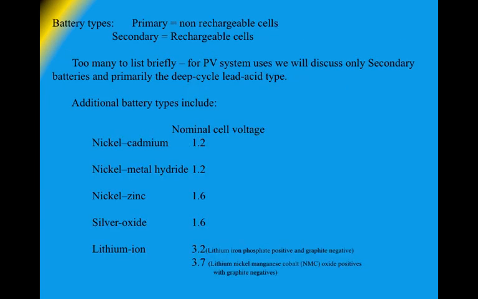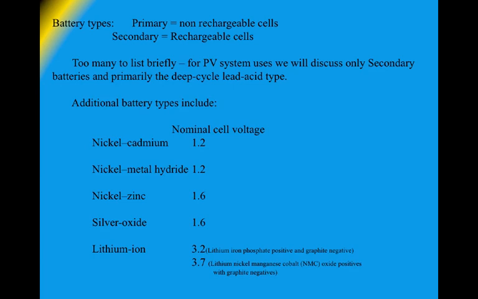Batteries are broken into two major categories. First are the primary batteries, which are your small non-rechargeable battery cells: your A's, AA's, AAA's, C's, D's, 9-volt cells that are not rechargeable. For our discussion, we won't be spending much time on primary cells at all.